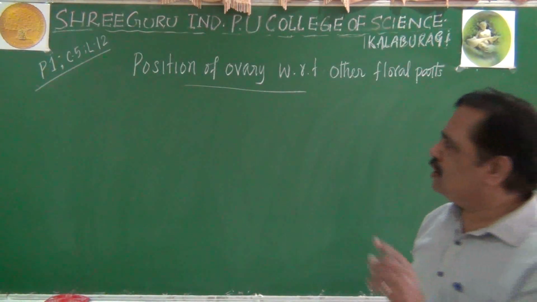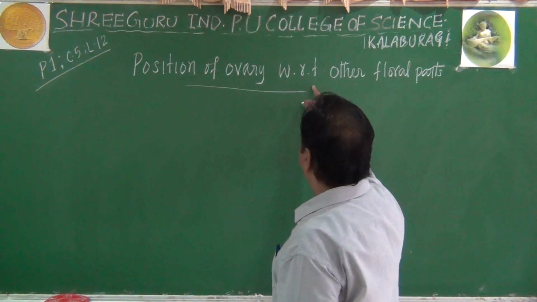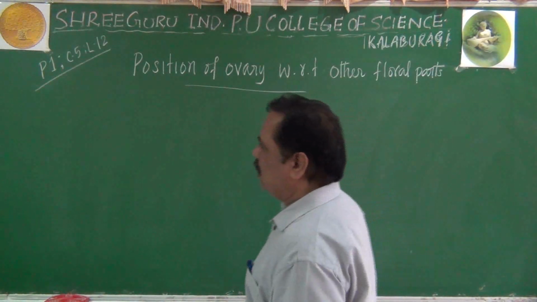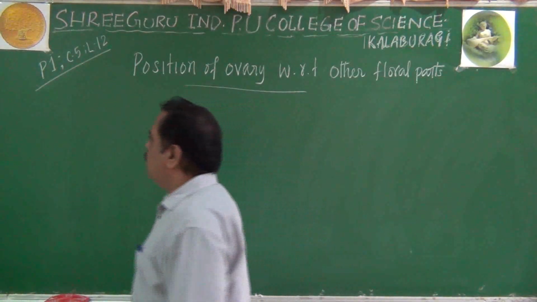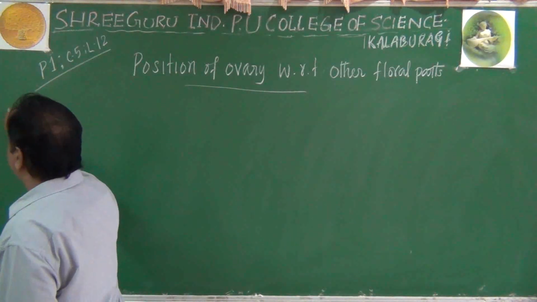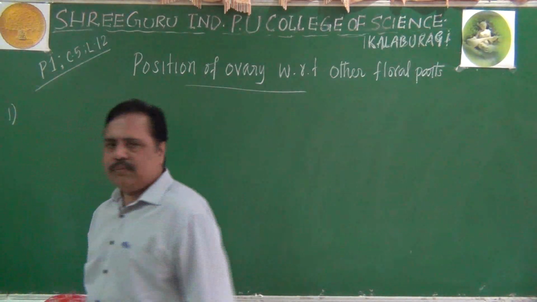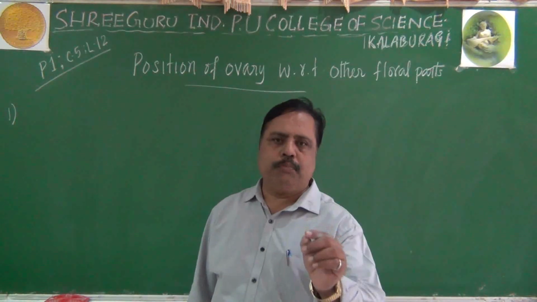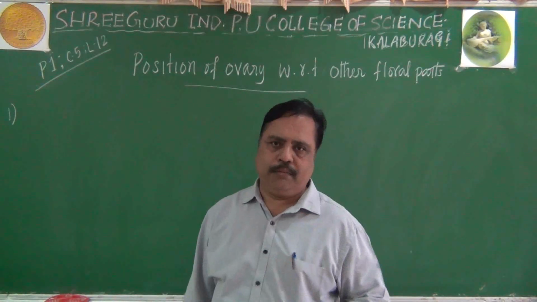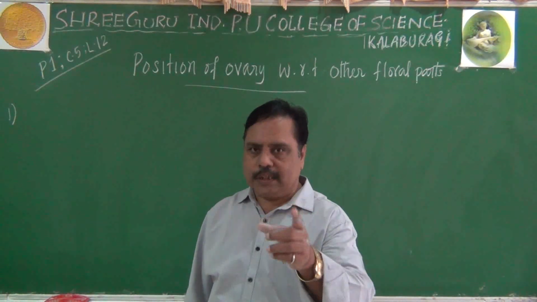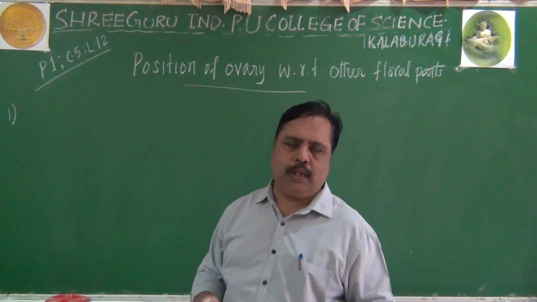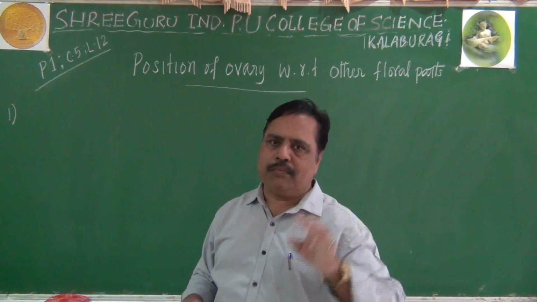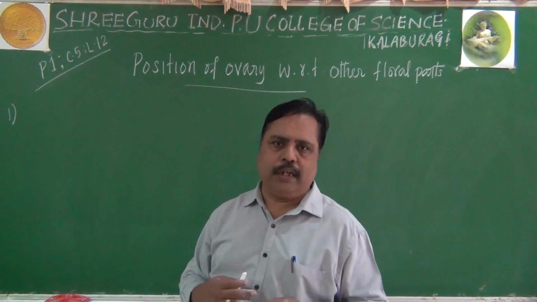Position of ovary: based on the position of the ovary with reference to other floral parts, how a flower could be described. Listen to me carefully. There are 3 major types of flowers on the basis of position of ovary. Ovary is a part of carpel. Carpel is the part of gynoecium, you may be recalling.